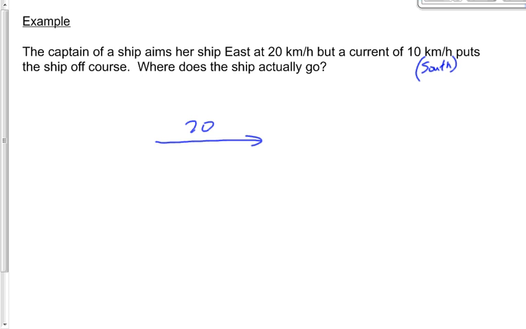Now we've got a 10 kilometers per hour to the south. That's a river current. Victoria, is that where she goes, or does that contribute to where she goes, the river current? It contributes to where she goes. Yeah, it was you. Yeah, let's look at it. It's confusing when there's two of you right beside each other.